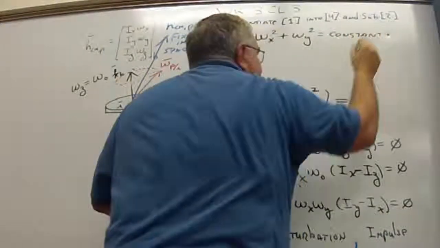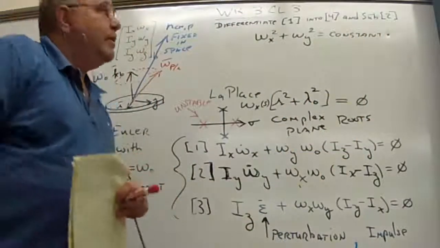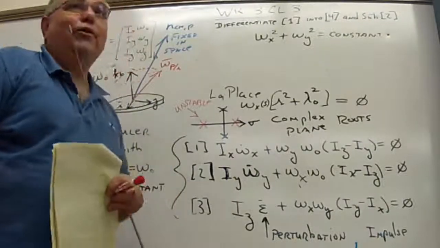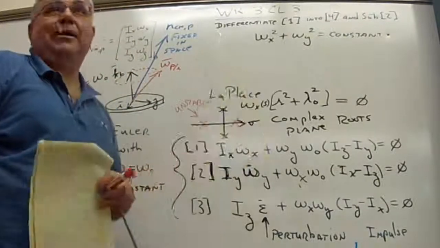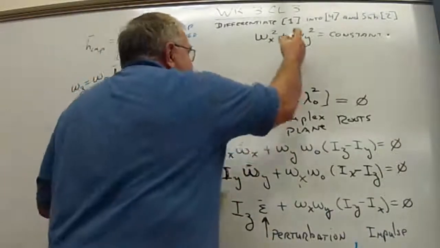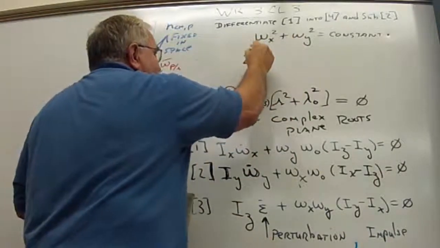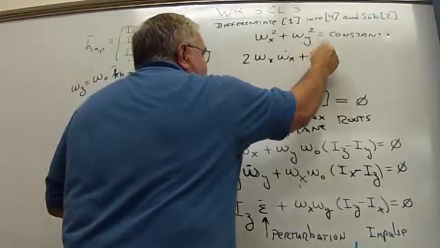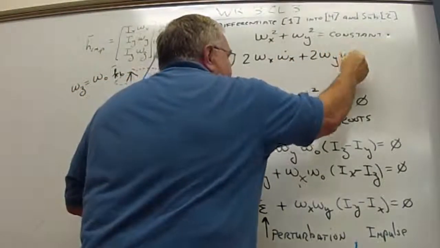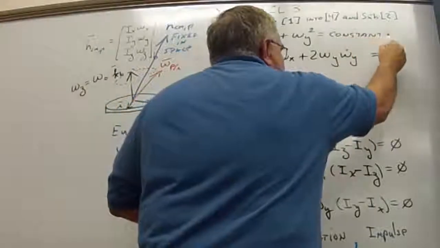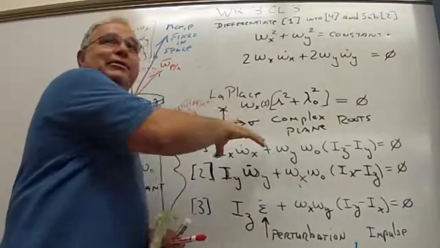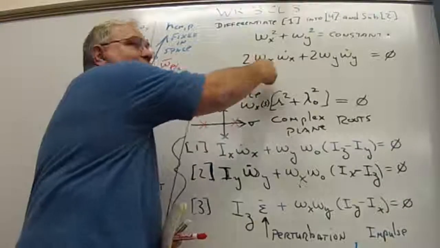Now, I knew this from previous dynamics work, but Sidi does a beautiful proof of this. He just differentiates that. So you get 2 omega x omega x dot plus 2 omega y omega y dot equals 0, right? And Sidi takes those two equations that I just manipulated into that.